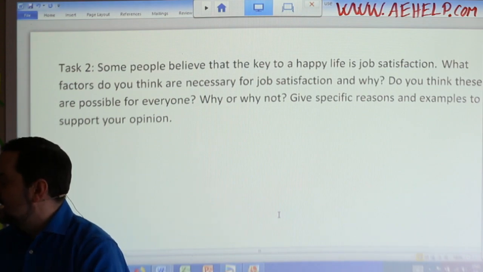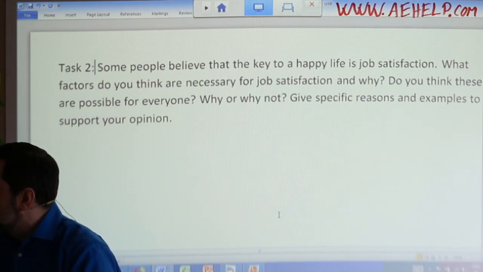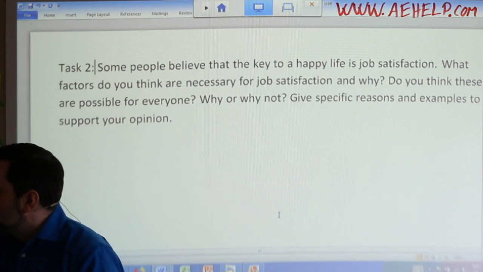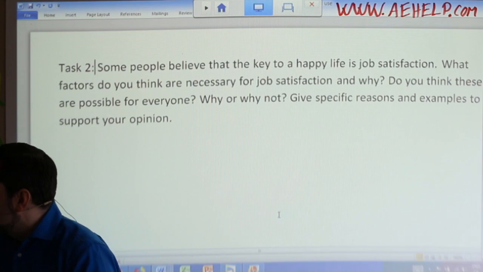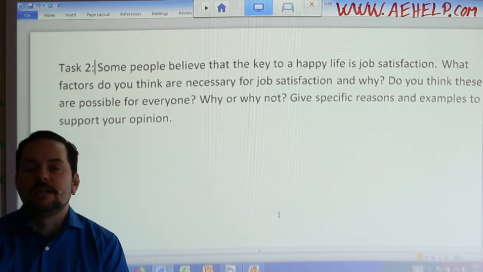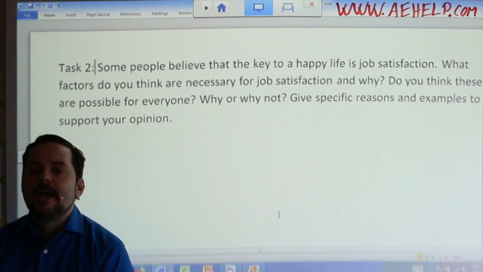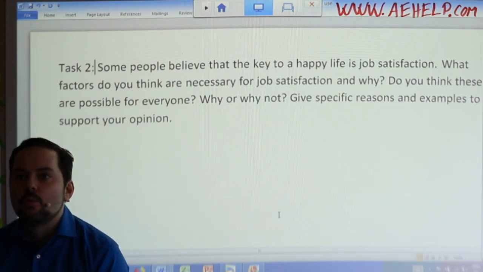Awesome. So this question is, some people believe that the key to a happy life is job satisfaction. What factors do you think are necessary for job satisfaction and why? Do you think these are possible for everyone? Why or why not? Give specific reasons and examples to support your opinion. Now you have 40 minutes for this question, and you need to write at least 250 words.